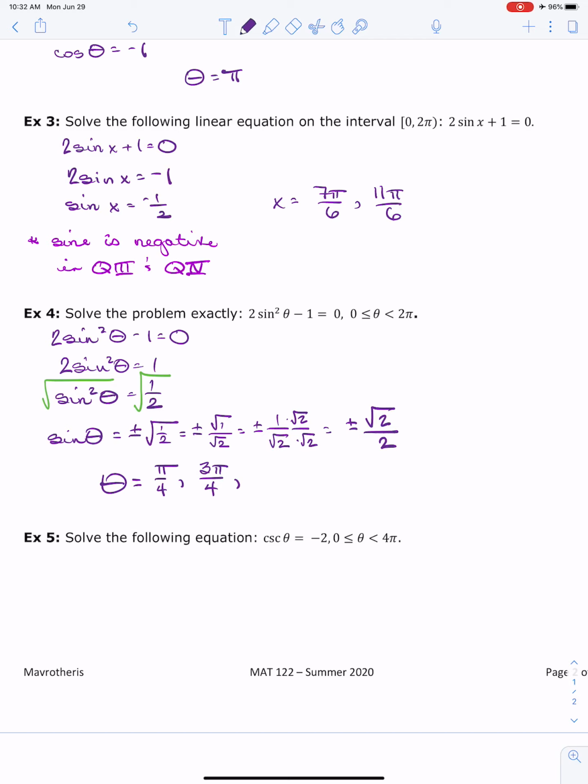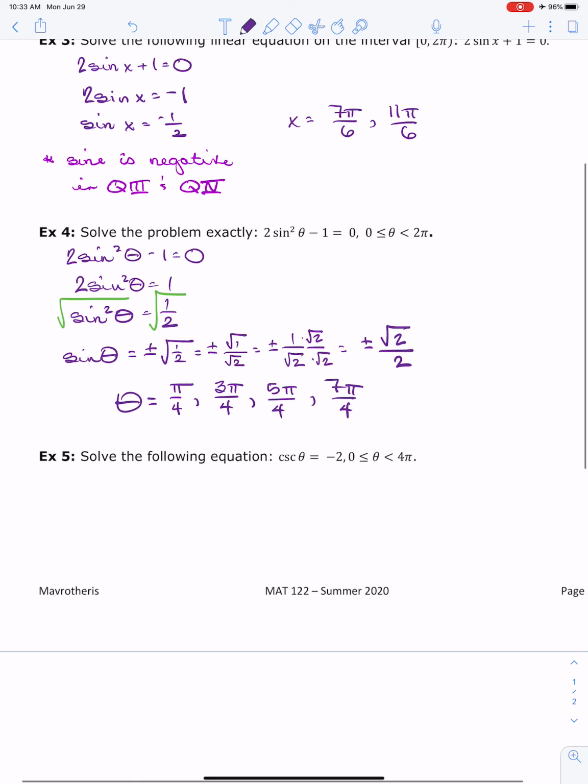Again, you guys, if you are going into calculus, you do want to make sure that you know the unit circle well enough that you could crank these values out without referring to your unit circle. So there are two positive square roots of 2 over 2. It's negative in quadrant 3 at 5 pi over 4, and it's negative in quadrant 4 at 7 pi over 4. And that's it for example 4.